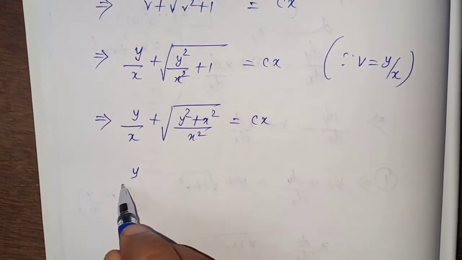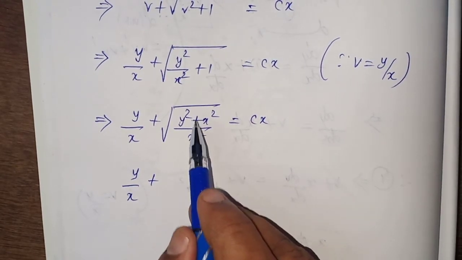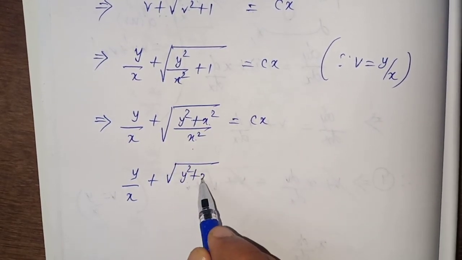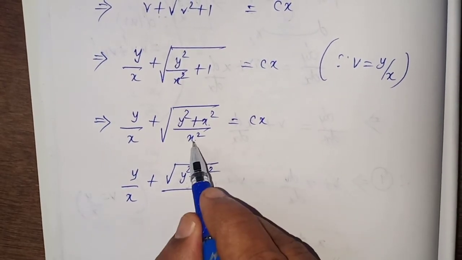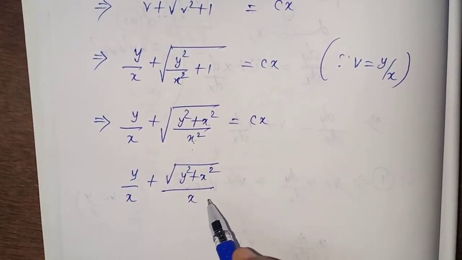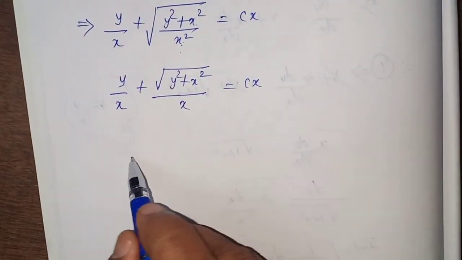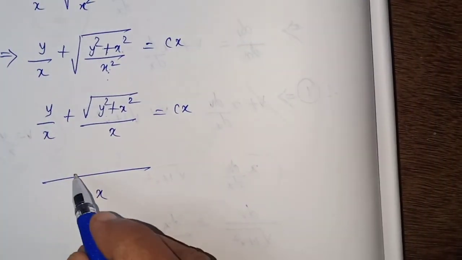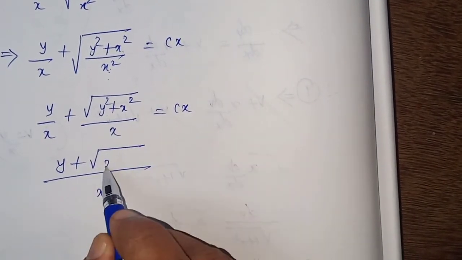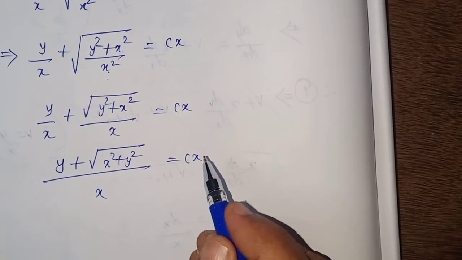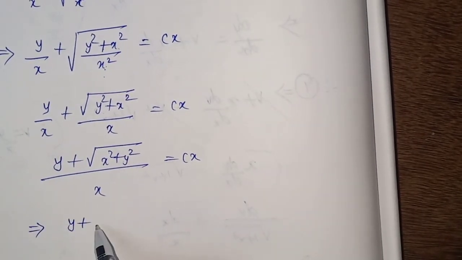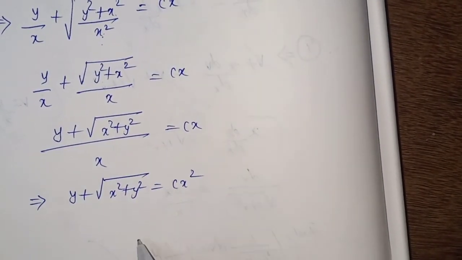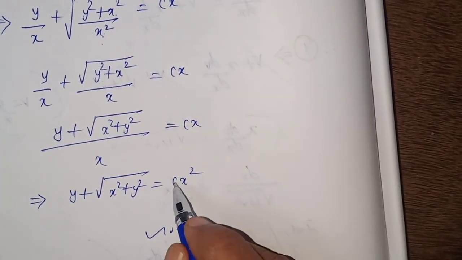The next step, y by x. Now take that square root for numerator and denominator. Since we have plus sign in between, write square root of y square plus x square as it is. Here only x square in the denominator, square root of x square is x only, that is equal to cx. Then common denominator, so write x only. Then write the numerator, y plus root of y square plus x square or x square plus y square, that is equal to cx, which implies y plus root of x square plus y square equal to, cross multiply x into cx is cx square. That's all. This is c.